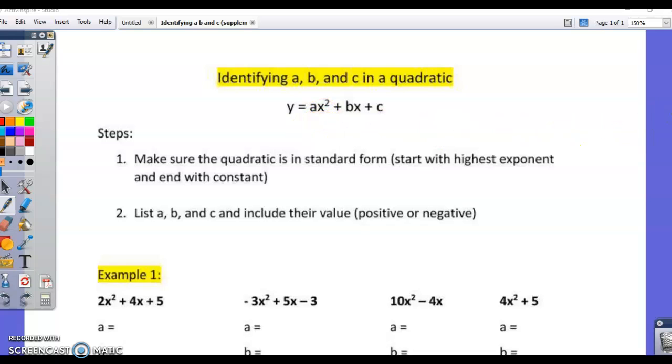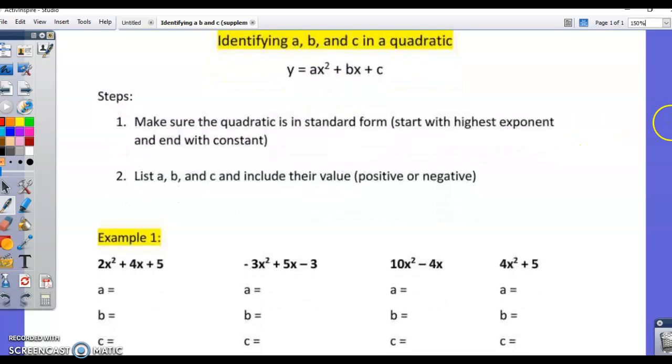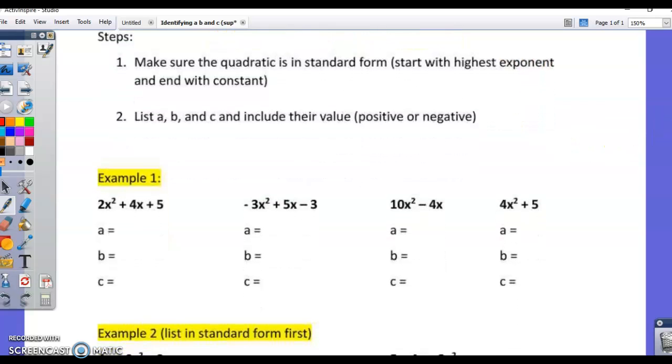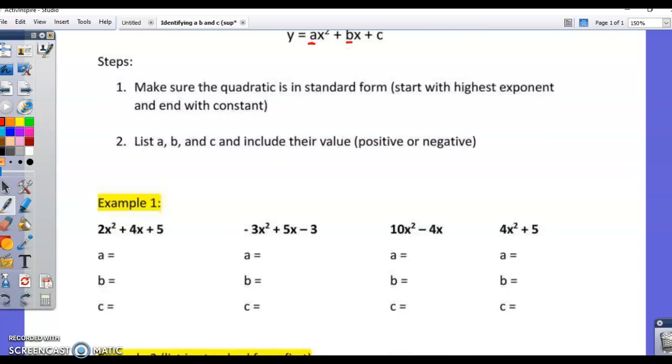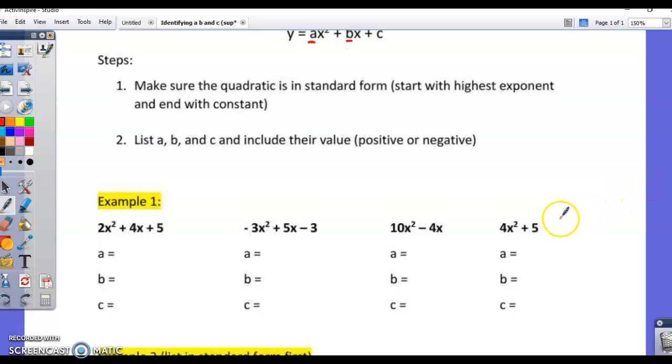The biggest confusion, I think, when we're getting started with this is recognizing that your a and your b especially are different from your x and your x squared. It's just the coefficient that goes with that. So when I'm listing my b in these problems that we're about to do, do not list the x with it. Okay, so if we're looking at these first example problems, these are all problems that are in standard form.